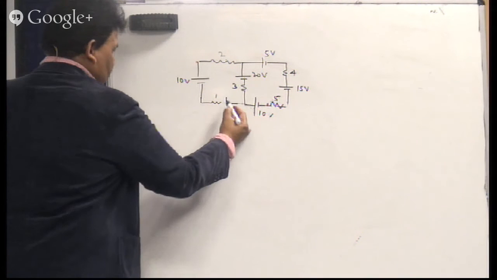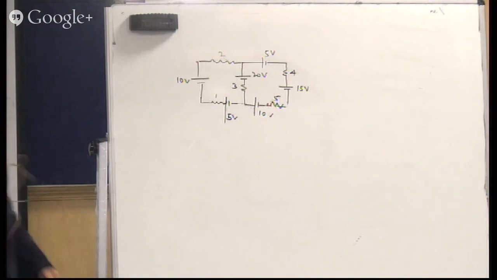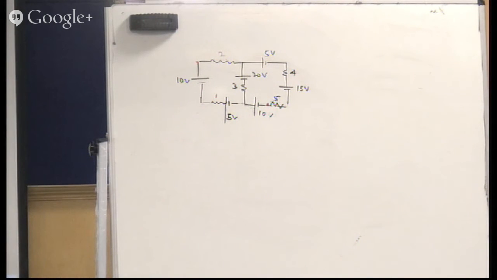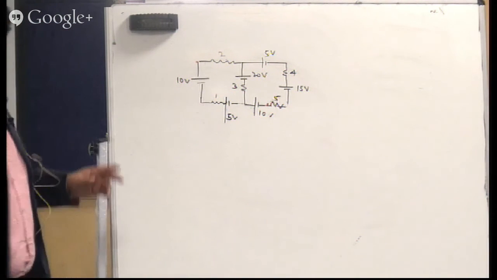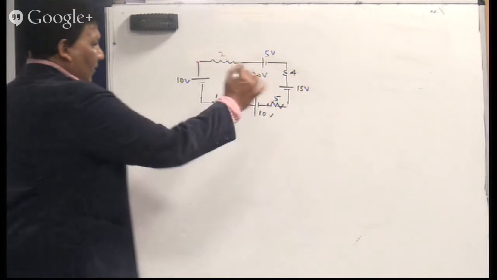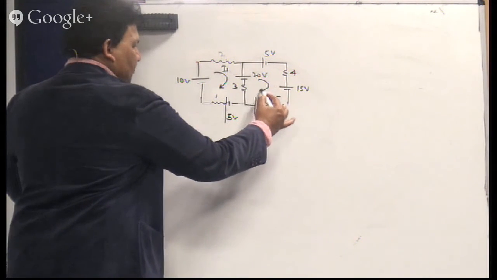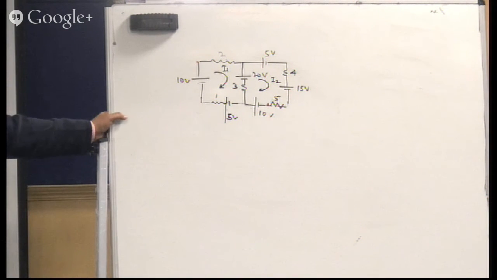All set? This is 5 volts. Now let me tell you another interesting method. This method has no name. Okay? How many loops are there? How many loops? Assume same direction in both the loops. Will that work? I1 and I2. Let me not write yet, first understand. Make the diagram.